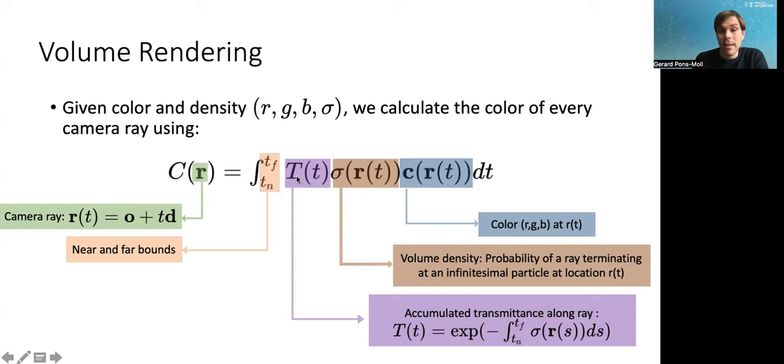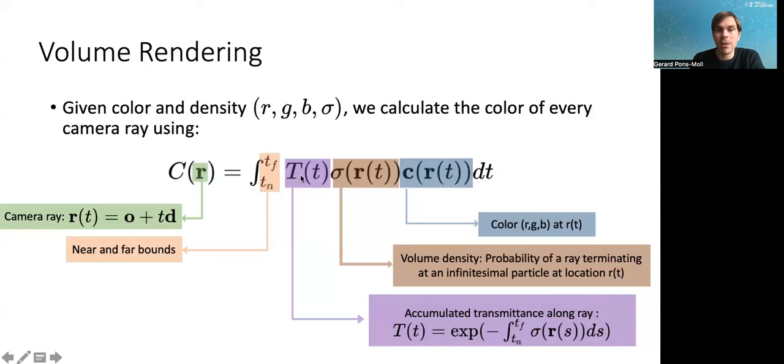T(t) is the transmittance along the ray, which itself is an exponential of an integral. Then we have sigma, the volume density, which is essentially the probability of a ray terminating at an infinitesimal particle at location r(t). The probability of finishing exactly at that location would be zero, so you have to consider an infinitesimal particle. The way to interpret this is that the integral of this product along the ray should sum up to one. And T(t) you can interpret as the probability that the ray travels from tn, the near end, until t, without hitting any other particle.